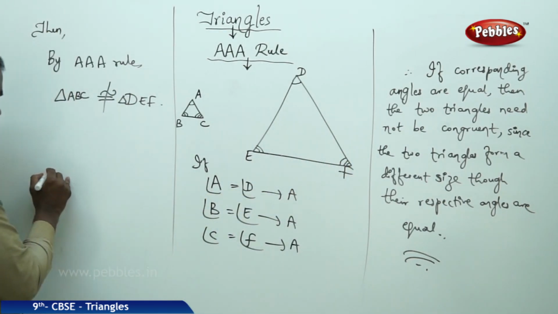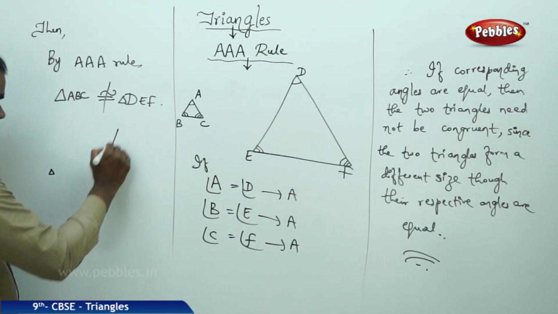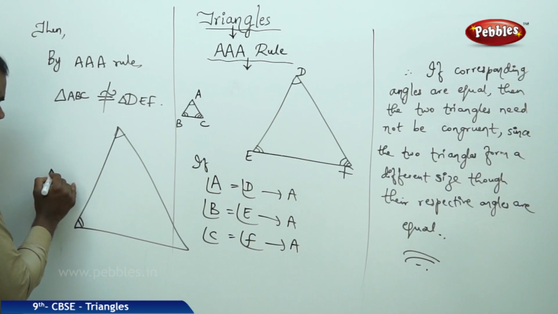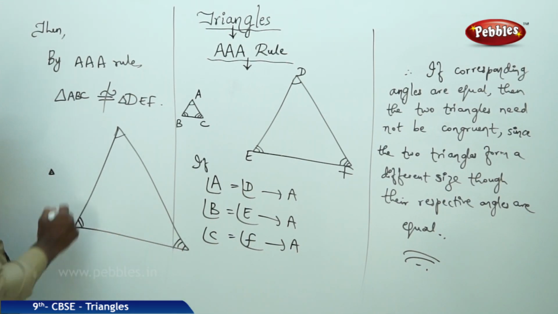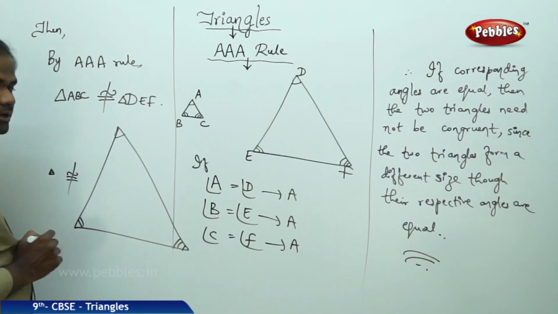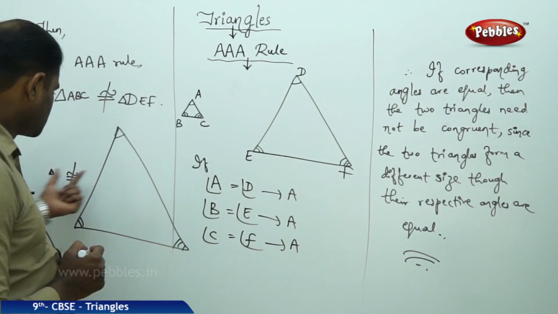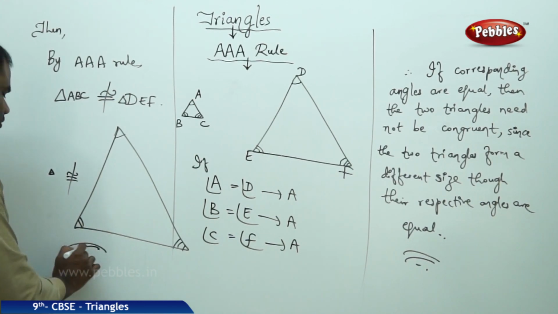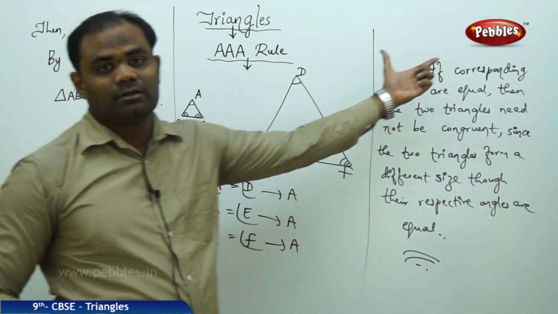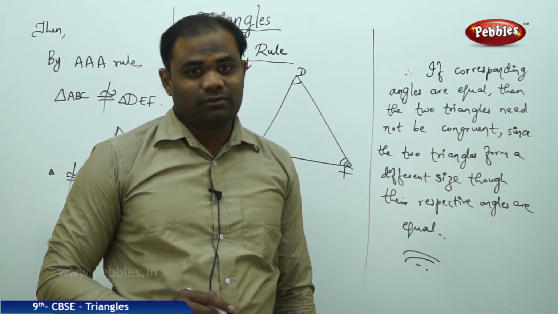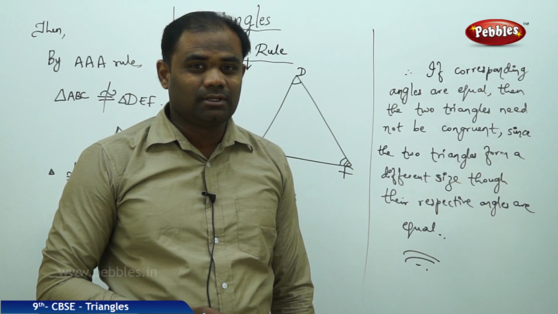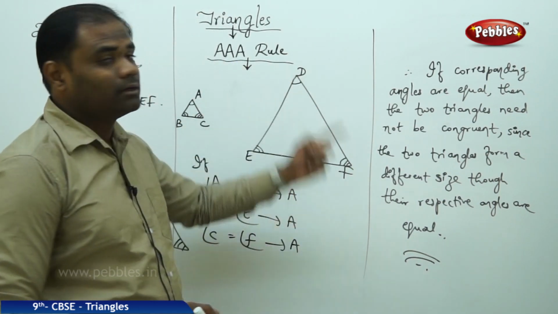Any triangle which is smaller in size and another which is bigger in size can have the same common angles, but they are not congruent to each other. The two triangles have corresponding angles equal, but they are not congruent to each other, is how I understand the learning outcome of AAA rule. Congruency connected with AAA rule.